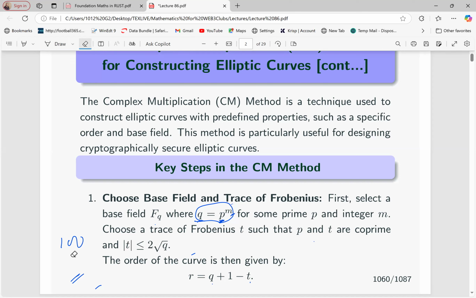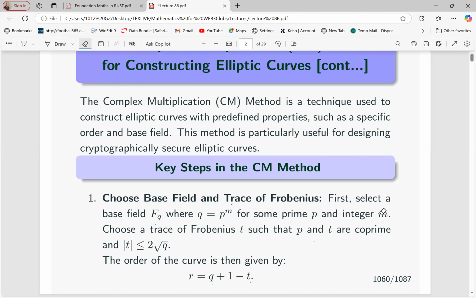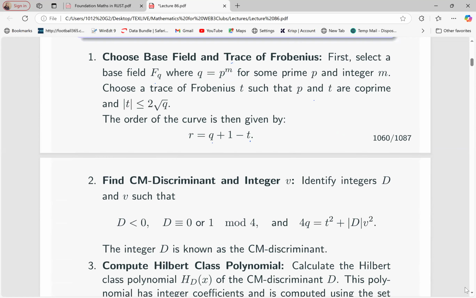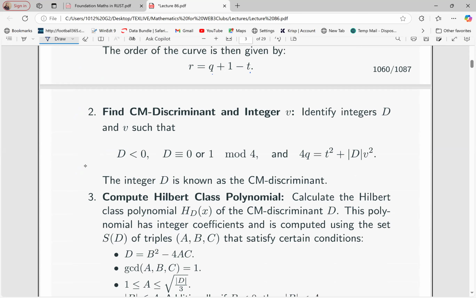The first step you do is to choose the number of points you want your elliptic curve to have and the field you want it to be in. And then you calculate the trace for that. Now, the second step is to find the complex multiplication discriminant. We shall denote that by D, the complex multiplication discriminant. And you also want to find an integer V.